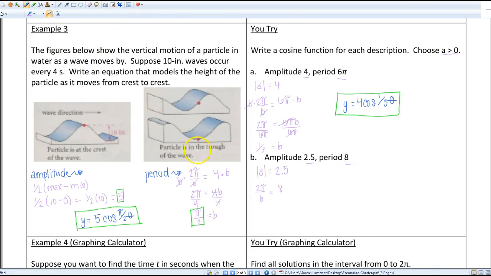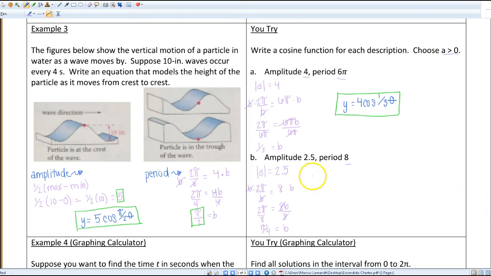So this is what I have. Once again, I'm going to choose positive 2.5 because it tells me to choose a is greater than 0. And I'm going to solve for b here. I multiply both sides by b. The b's cancel out, and I'm left with 2 pi equals 8b. I divide both sides by 8. 2 over 8 reduces to 1 over 4, so I've got pi over 4 equals b.